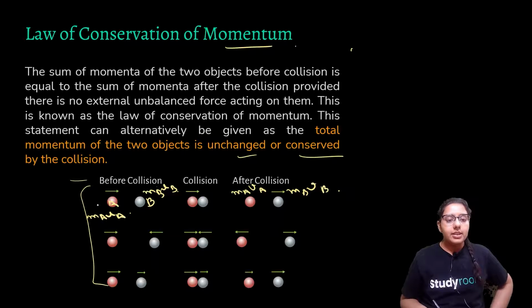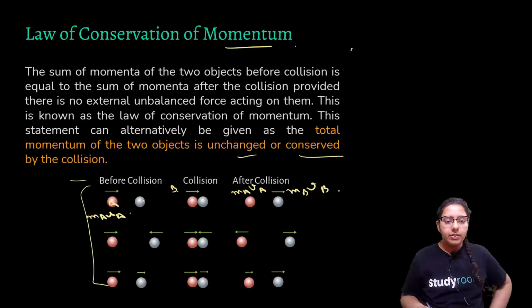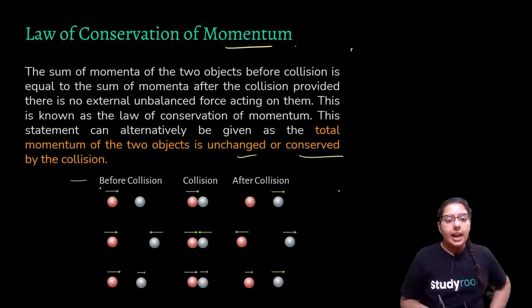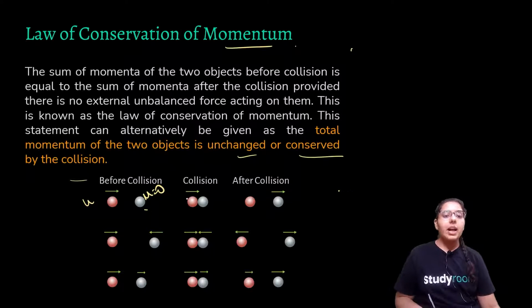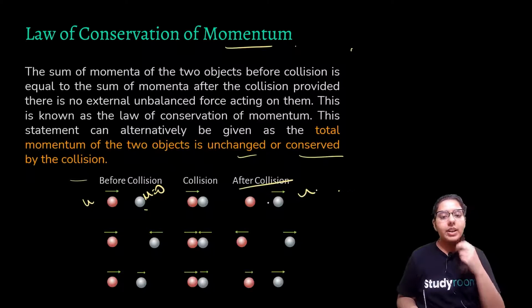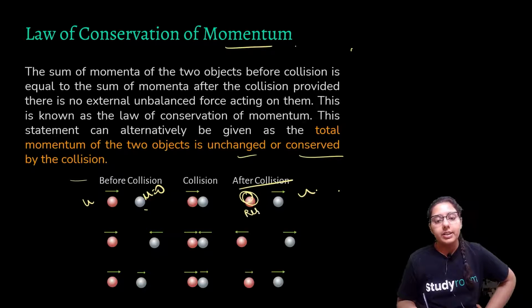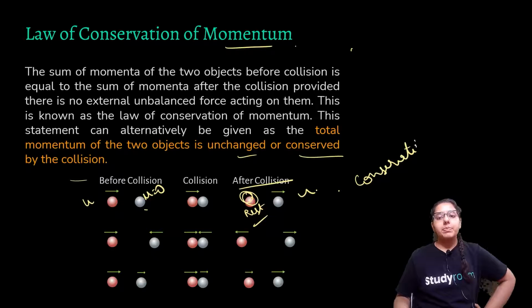So we can have three cases for the collision, right? And what are the three cases we can have? The first case is when one ball is at rest and one ball is moving with some velocity. They collide, and what will happen after the collision? The ball which was at rest will start moving, and the other ball will be at rest. Why will this happen? Due to conservation of momentum.